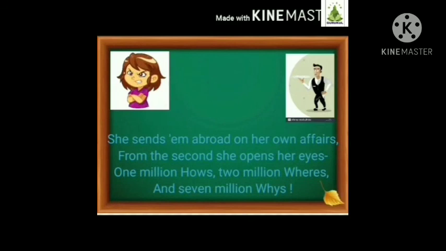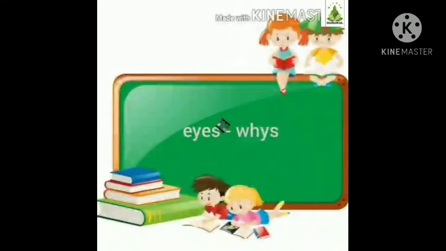She sends them abroad on her own affairs. From the second she opens her eyes, 1 million house, 2 million wares, and 7 million wise. In the fifth stanza, the rhyming words are eyes, wise.